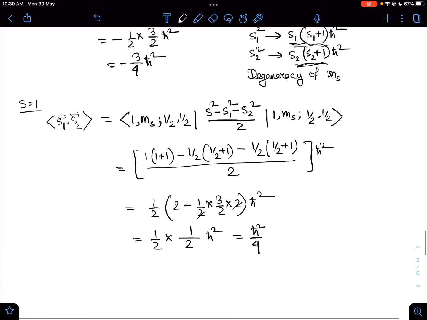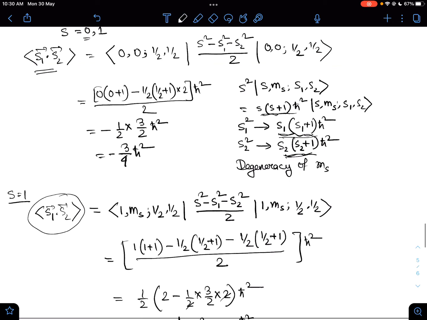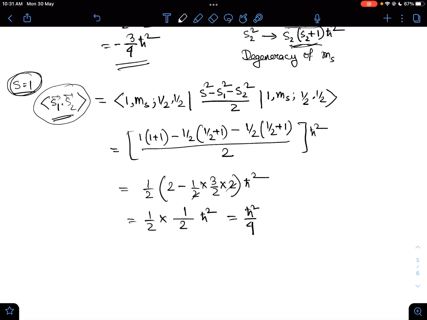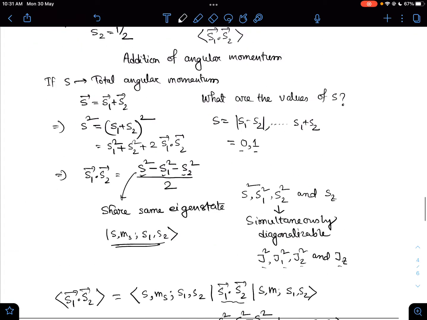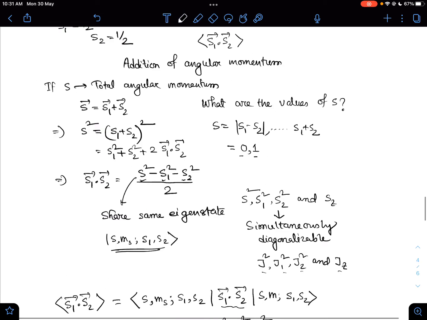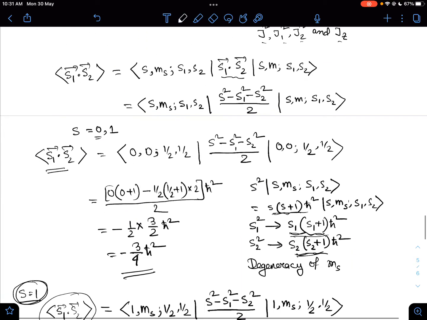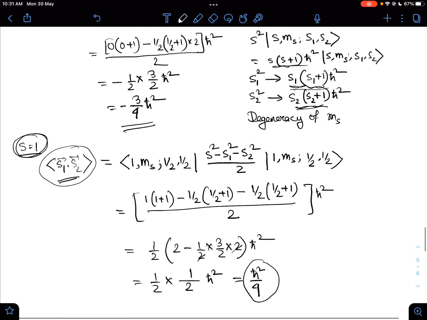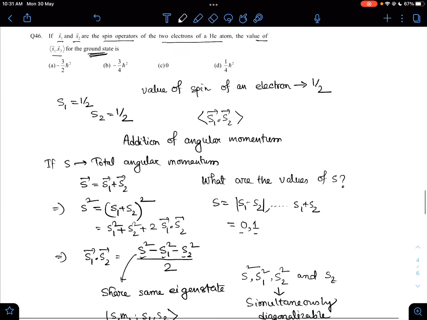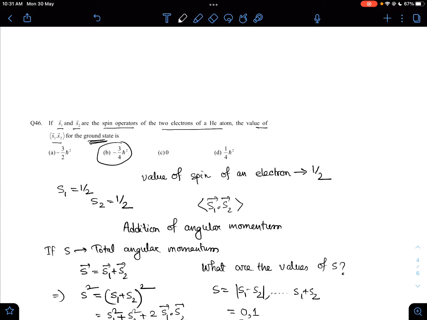So the expectation value of this for the s equal to 0 state, we have minus 3 by 4 h cut square, and the expectation value of this for the s equal to 1 state, we have h cut square by 4. But we have to evaluate this for the ground state. For the ground state, we will have minimum energy, and for the ground state we know that the s value is 0. So for the ground state, we have the expectation value to be minus 3 by 4 h cut square. So our correct option is B.